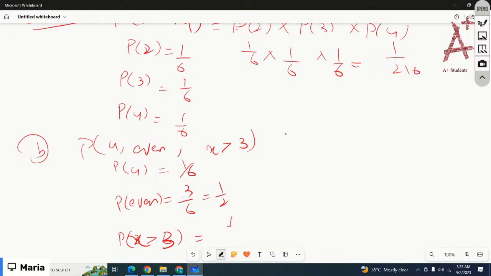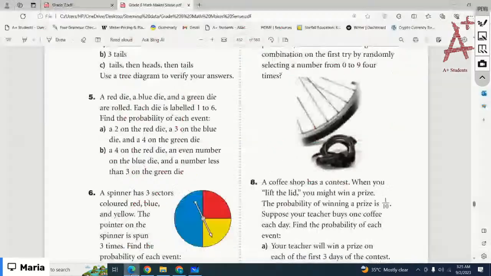So it would be 1 over 3. So you have to multiply all the probabilities. The probability of 4 is 1 over 6, the probability of even is 1 over 2, and the probability of x greater than 3 is 1 over 6. 3 times 2 is 6 and 6 times 6 is 36. So it would be 1 over 36, right? Okay, we are done with the question. Let's just move on to the next one.